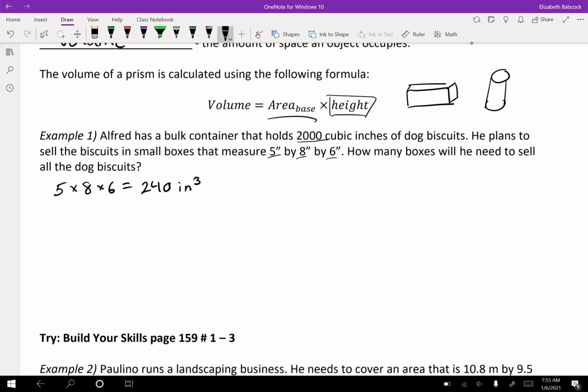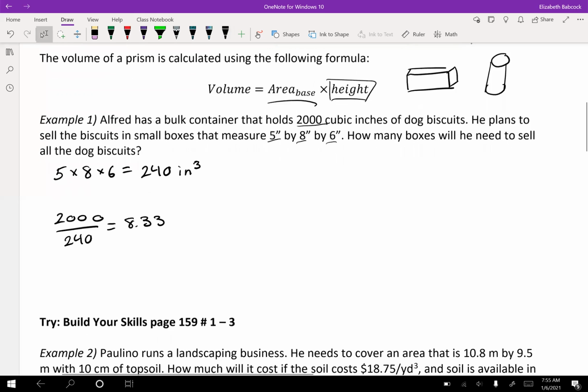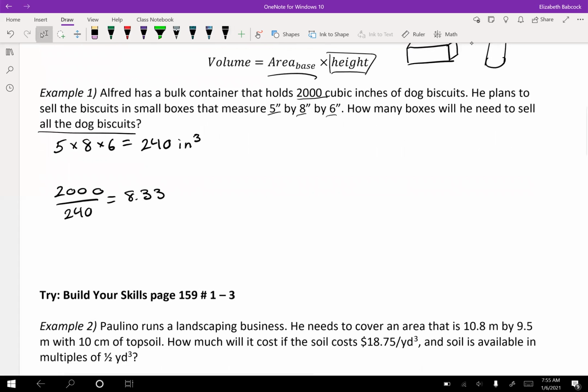cubed. Okay. So if each box can hold 240 inches cubed, and we have 2,000 inches cubed, we need to divide to figure out how much we would need. And if you do out the 2,000 divided by 240, you get 8.33. However, he wants to sell all of the dog biscuits. So if we only do 8 boxes, he's going to have that 0.33 left over. However, that means that we would have to round up to 9 boxes to be able to get the full answer. Okay.